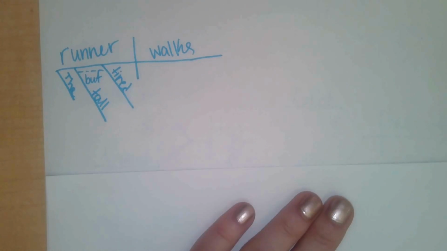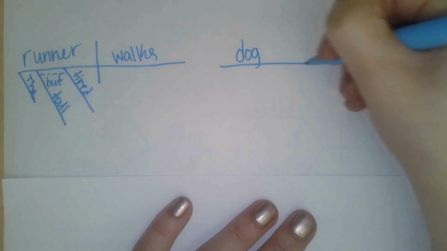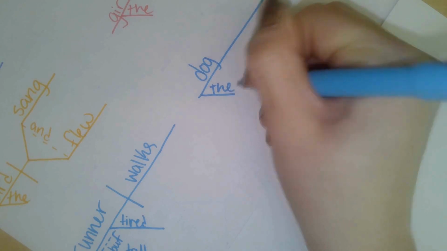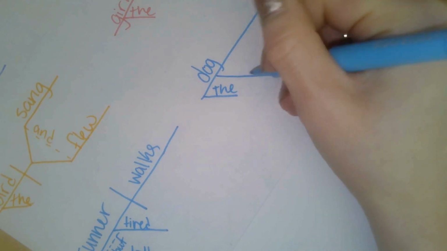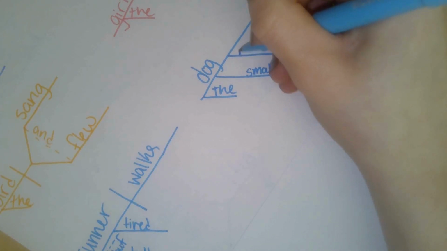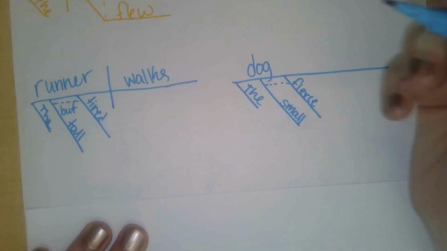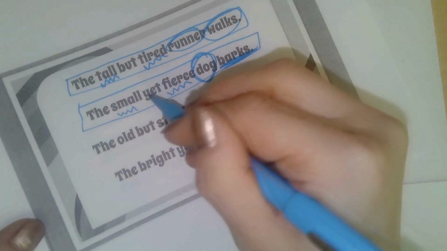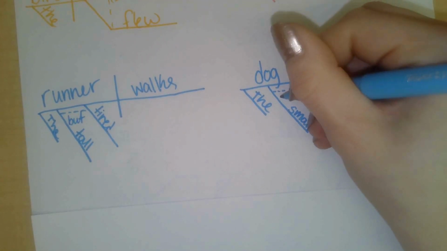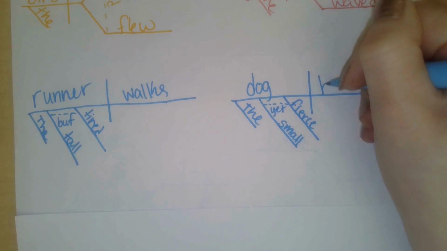Now the small yet fierce dog barks. Our subject is dog. I'm actually going to do my adjectives first this time. So we have the dog. We have the small dog. Yet fierce. And we put our conjunction in between small and fierce because it's connecting small and fierce. Those are what it's connecting. Then after that, what did the dog do? The dog barks.